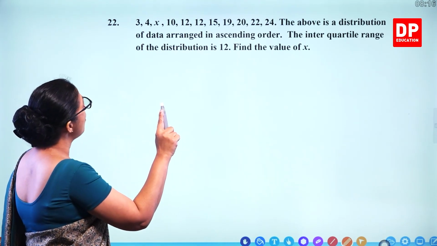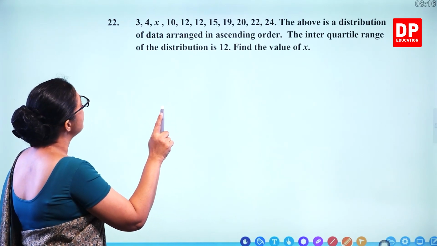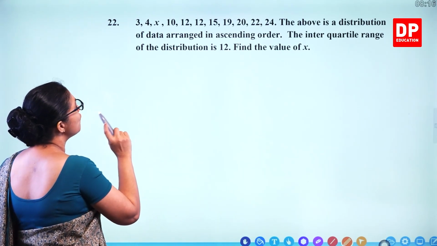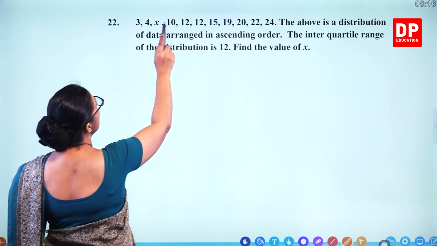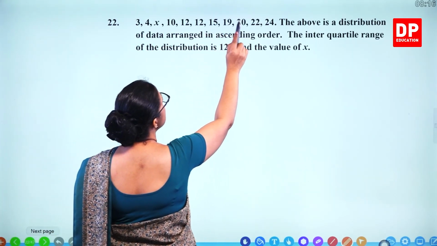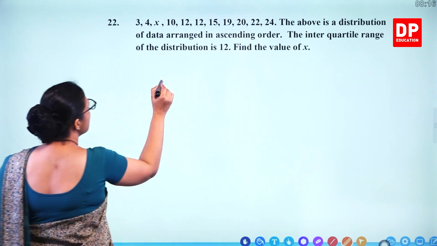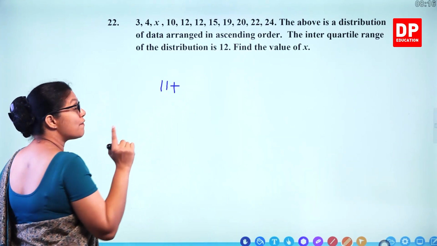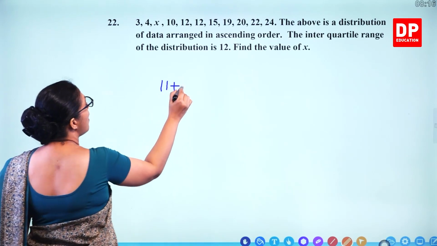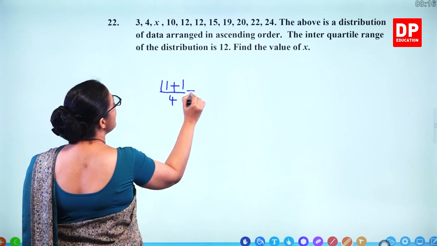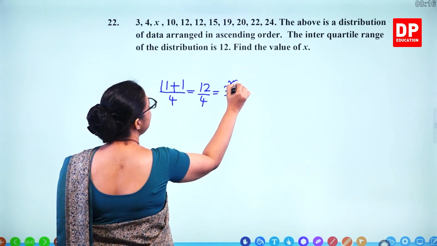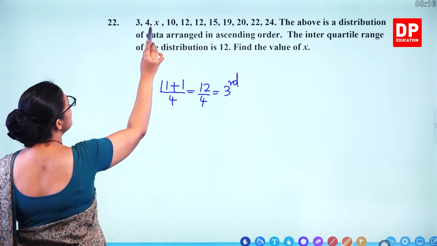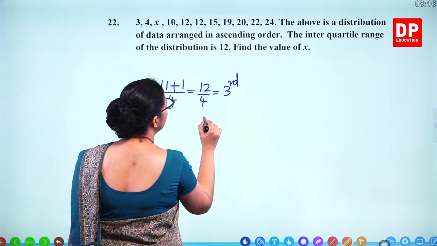So this is ascending order. Interquartile range of the distribution is 12. So we'll find out how many data points are there. 1, 2, 3, 4, 5, 6, 7, 8, 9, 10, 11. How you find out the first quartile? Add 1 and divide by 4. That means 12 divided by 4 means the third one. 1, 2, 3. That's x.